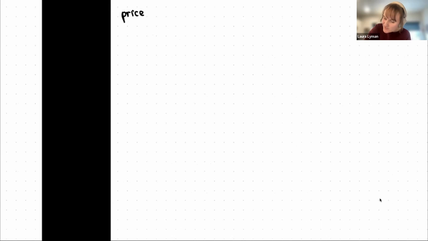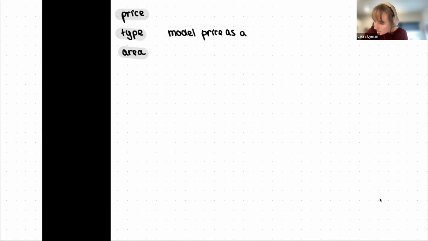So let me continue with this example. Let's say within this data set, we also have some other variables. I'll call them price, type, and area. Let's say we wanted to model price as a function of type, right? We want to ultimately look at how the price of a property is going to vary with its property type, so whether it's a condo or a multifamily home. And if we did our regular linear regression, in this case, capital Y is price, and capital X is type.